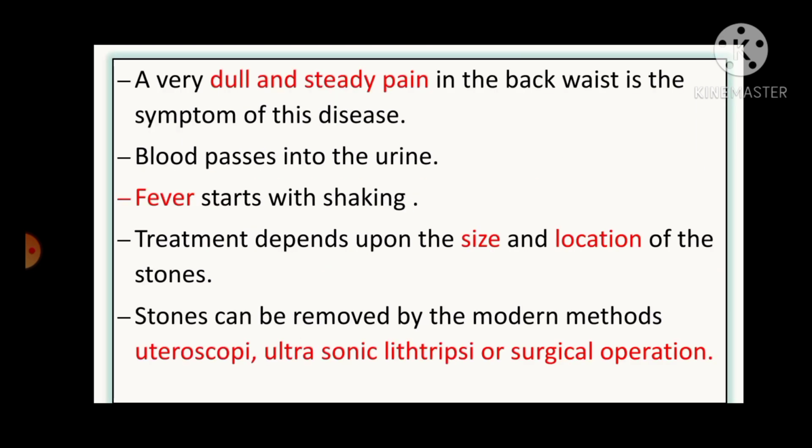And I am telling about symptoms of this disease. A very dull and steady pain in the back waist is the symptom of this disease. Blood passes into the urine. Fever starts with shaking. Treatment depends upon the size and location of the stones. Stones can be removed by modern methods: ureteroscopy, ultrasonic lithotripsy, or surgical operation.